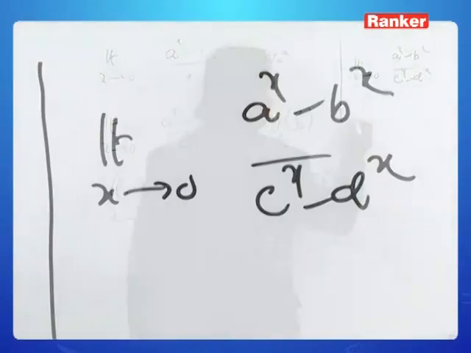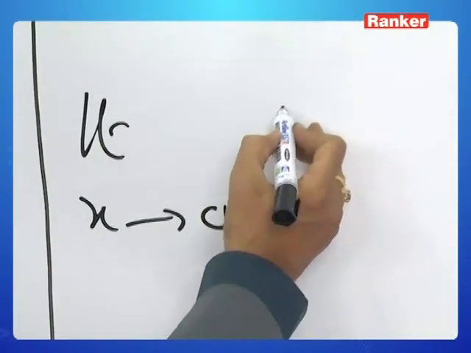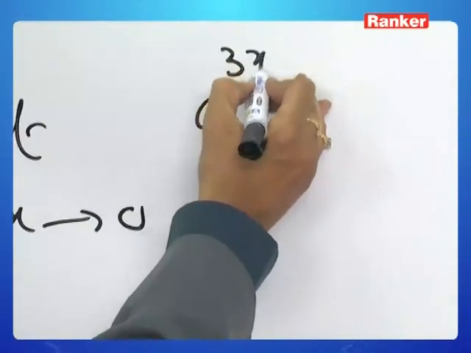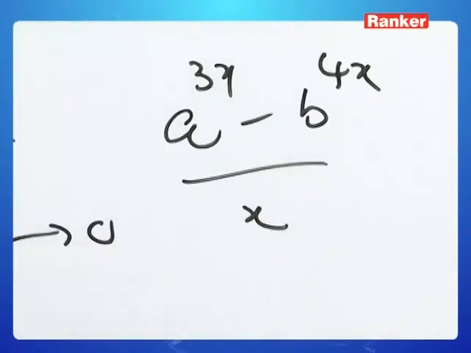Now and then you can be observing problems like this also. Limit as x tends to 0, (a^(3x) minus b^(4x)) by x.